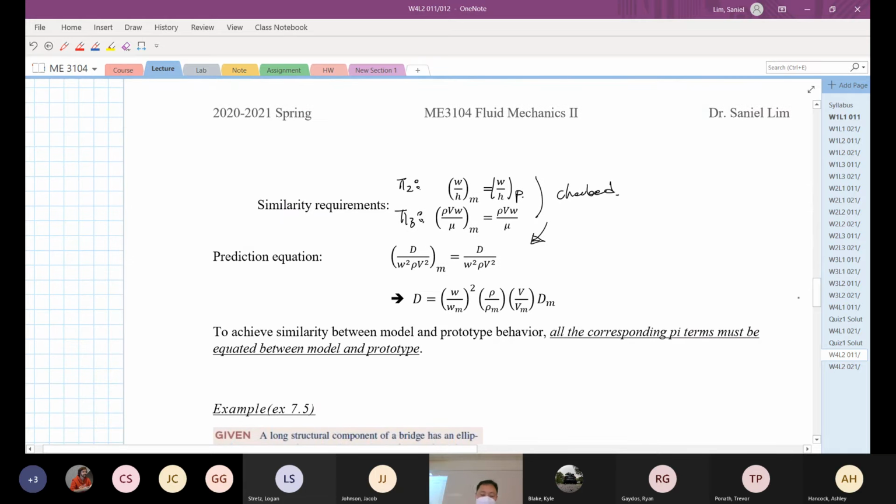So here's the drag force. Finally, we can set those pi terms the same. Then we can find the drag force and all the equations here, which is just a scaling of the velocity, scaling of the density, and scaling of the width when you measure the drag force in the model.